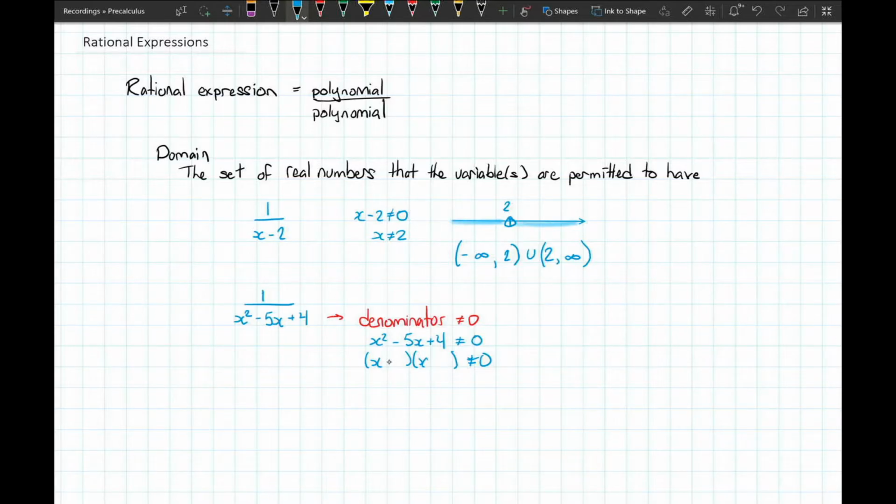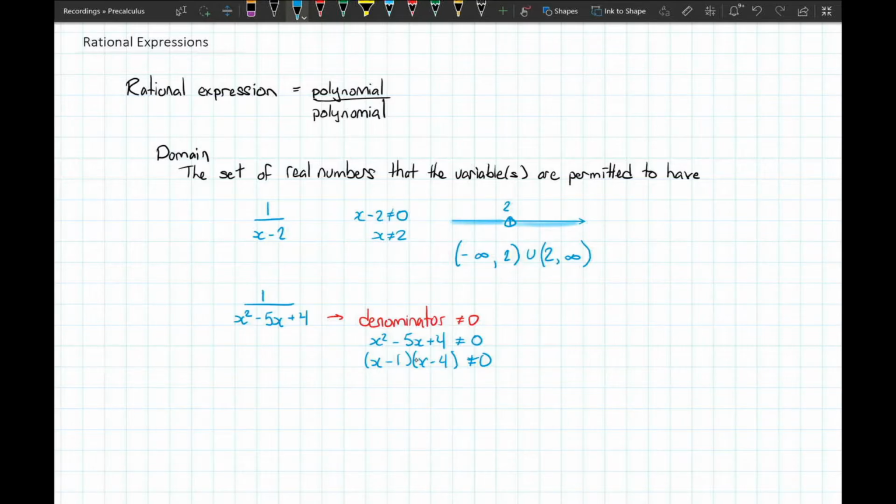x minus 1, x minus 4. They both multiply to +4 and they add to -5, so we're good. And we're treating this as these things cannot equal 0. But remember, you can just think about this: the values that we're not permitted to have for x is when it does equal 0.